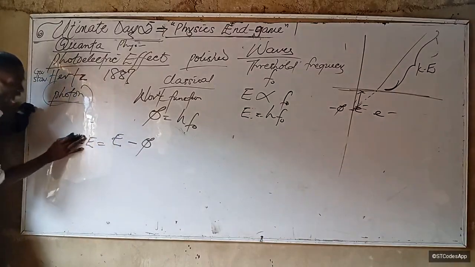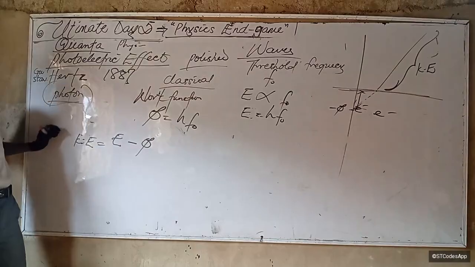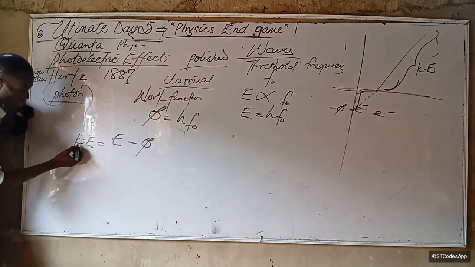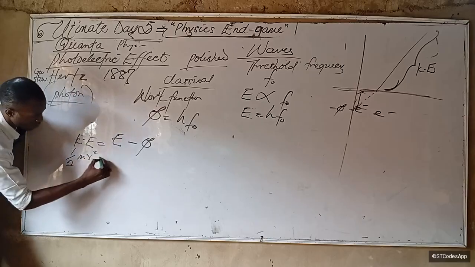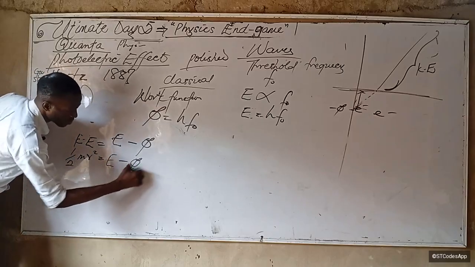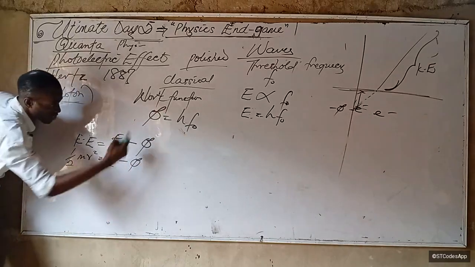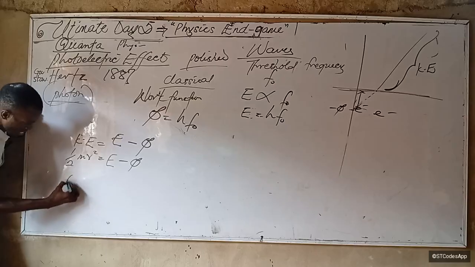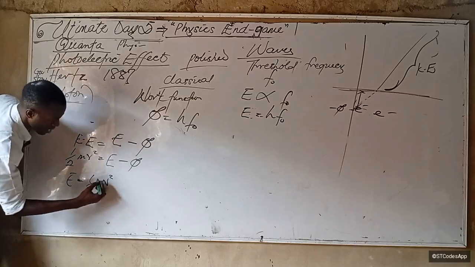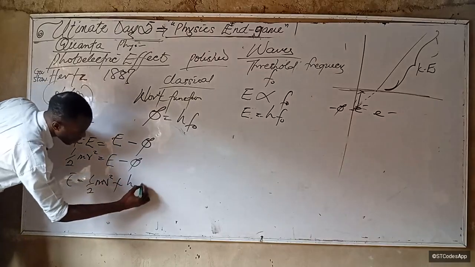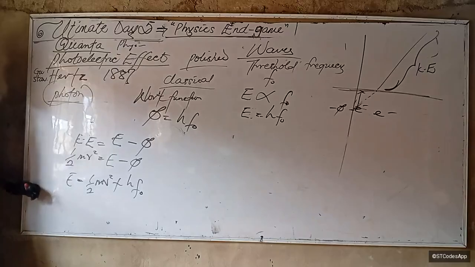Okay. Now, how was this kinetic energy measured? We are going to see it in a jiffy. But before we see that, now see this. We are going to see that this is going to be what? Half mv squared is equal to what? E minus phi. And phi is hf naught, right? So we know that E therefore becomes what? Half mv squared plus hf naught. Does this make sense?